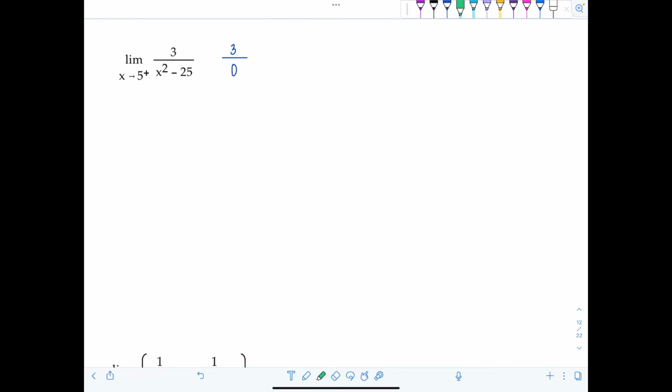If we're approaching 5 from the right, that tells me something though. X is a wee bit bigger than 5, like 5.1, 5.01. If I square it, it's going to be a wee bit bigger than 25. So when I subtract 25, yeah, the denominator is approaching 0, but through positive values. So this whole quantity is positive. That tells me this limit is going to be positive infinity.